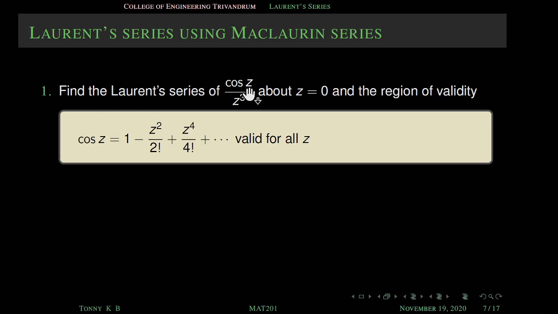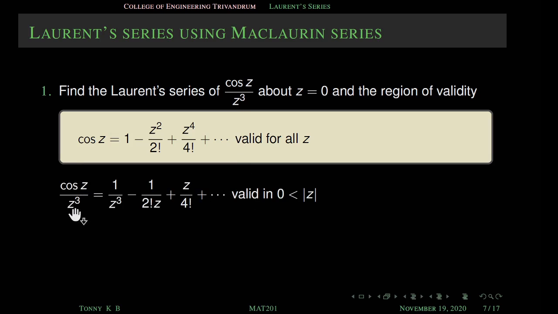Anyway, cos z is analytic everywhere, so its Taylor series and Laurent series are same. So we took the Taylor series about z equal to 0. And then what about cos z by z cube? Then cos z by z cube is nothing but 1 by z cube. Dividing by z cube: 1 by z cube minus 1 by 2 factorial into z, plus z by 4 factorial, plus etc. And what about the region of validity?